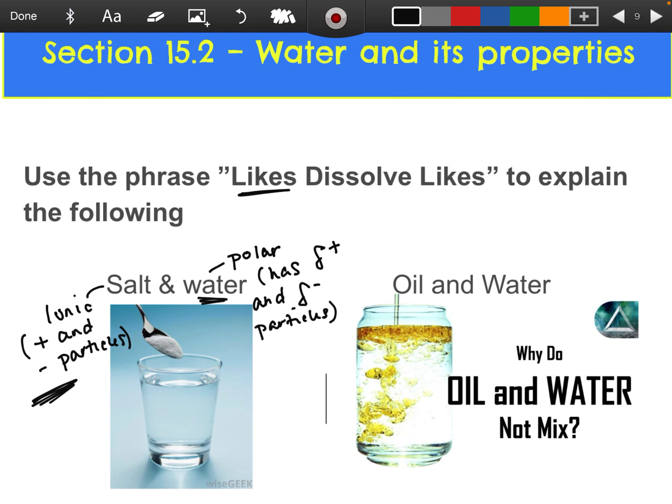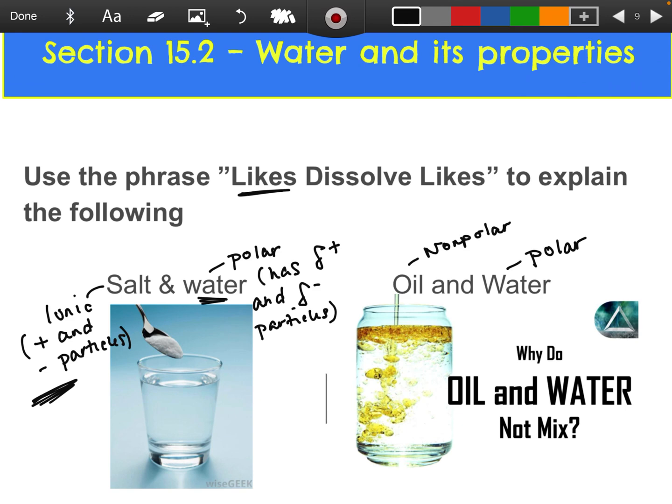Over on the right with oil and water, we know oil and water do not dissolve in each other. We know water is polar, so oil must be nonpolar, which means that oil does not have those charged particles. So polar and nonpolar will not dissolve in each other.